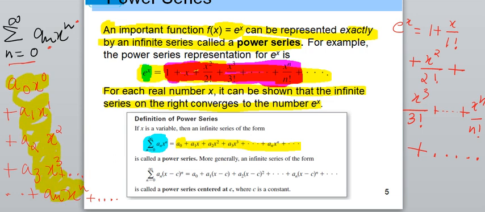Next, more generally, an infinite series of the form given here, where instead of x you have x minus c. Every time you will have to put the value of n. So first you'll get a0, then a1 times x minus c whole to the power 1, then a2 times x minus c whole to the power 2, and so on. This is called a power series centered at c, where c is a constant.